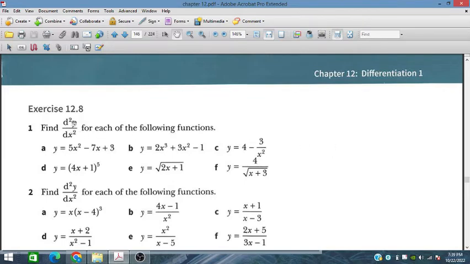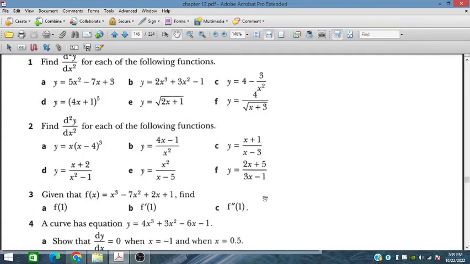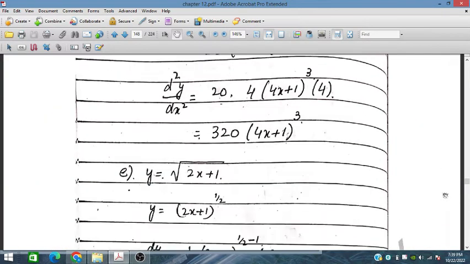Find the second order derivatives of y with respect to x for each of the following. Secondly, for problem number 2, we will do the same. So we'll do 1 or 2 from problem 1, and then 1 or 2 from this, and then the third and fourth problem. So let's move to problem number 2, that's part E.